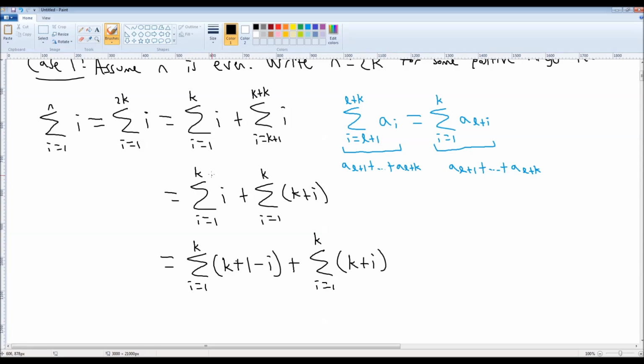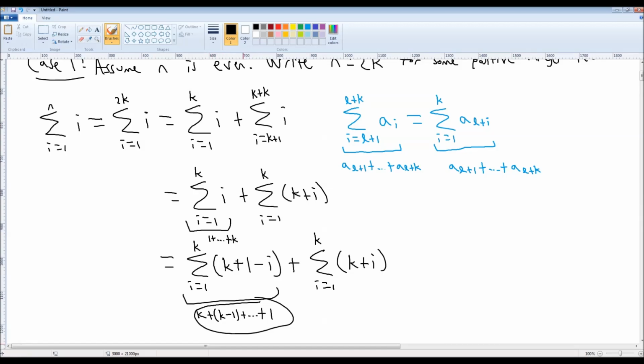Okay, why can we do that? Well, we're adding the numbers from 1 to k, right? Well, this is also adding the numbers from 1 to k, but in the reverse order, because if i is 1, we get k. If i is 2, we get k minus 1, etc., until our last term, if i is k, we get k plus 1 minus 1, which is 1. So this is the same as 1 plus dot dot dot plus k.